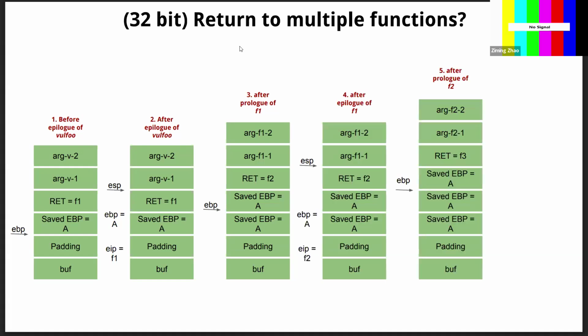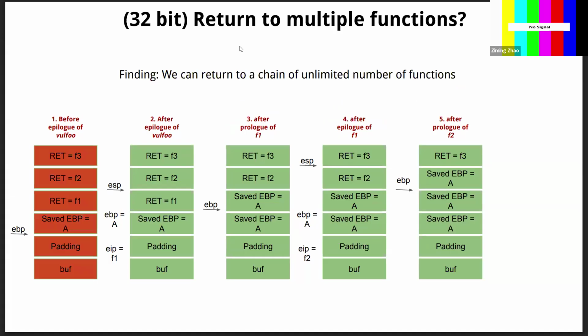But if those functions do not use parameters, then we can just put their addresses one after another, and we can chain them together. So the first function we return to, the address will be here. The second will be here. The third one will be here. If they do not use parameters, you can keep going up there. Right? So let's say one example.